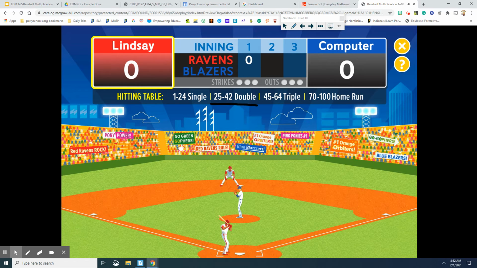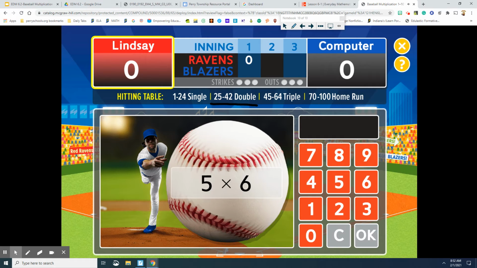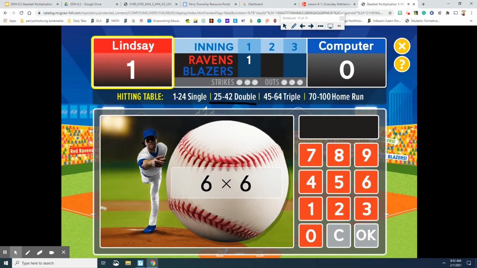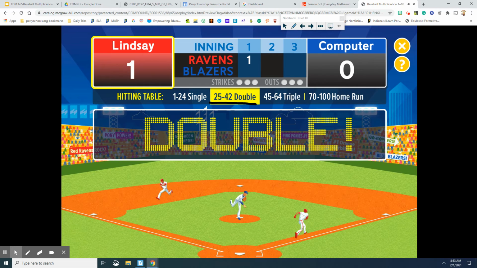And then we're going to hit the pitcher again. 5 times 6 is 30. 30 is also going to be a double. Good hitting, a double. We're going to hit the pitcher again. 6 times 6 is 36. 36 will also be a double. We're getting lots of doubles. Double.